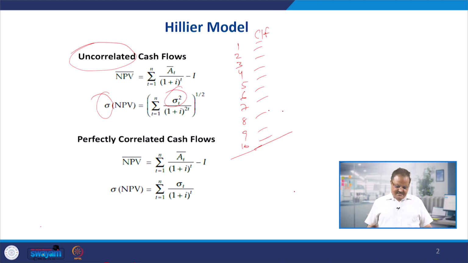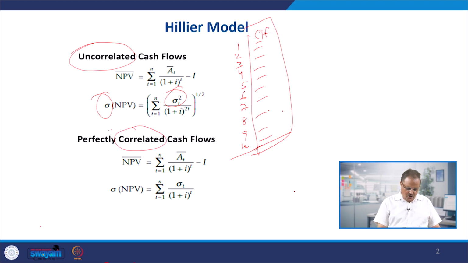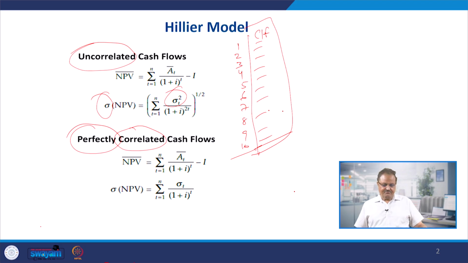So if these cash flows are highly uncorrelated, in that case you can say the element of risk involved in the project is very high. But if these cash flows are correlated or perfectly correlated, right, and the level of dispersion from the mean value of the cash flows is not very high, in that case you can say that the element of risk associated with the project is not very high.